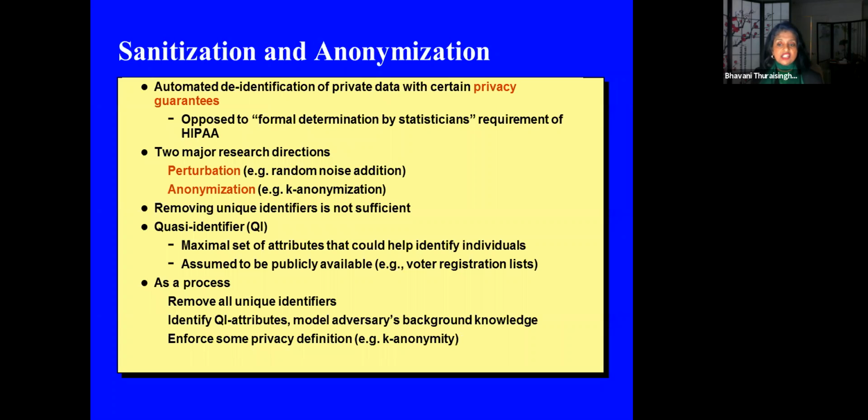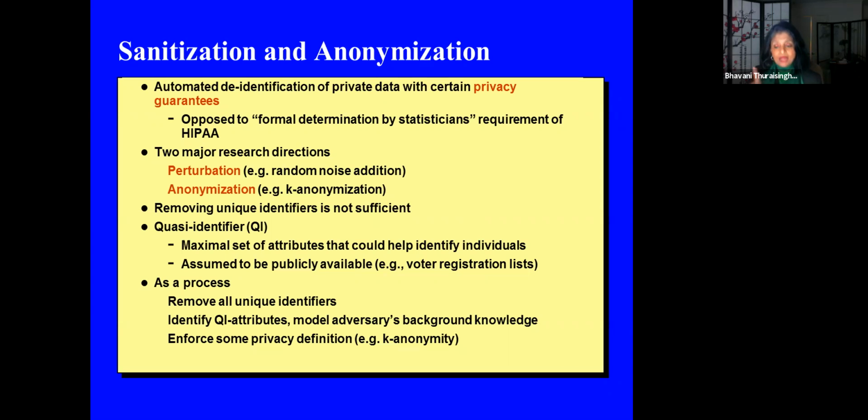Okay, so sanitization and anonymization: automated de-identification of private data with certain privacy guarantees, as opposed to, say, HIPAA, the Health Insurance Portability Act, which requires formal determination by statisticians. That's a requirement of HIPAA. There are two major directions, perturbation and anonymization. There's also randomization, including random values, but most often it's perturbing. Again, that's adding random noise or slightly modifying the data. So we are looking at both perturbing and randomization more or less in the same way.